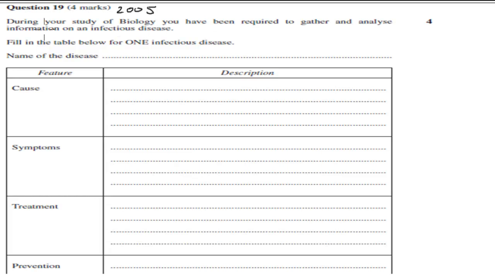The question itself says, during your study of biology, you have been required to gather and analyze information on infectious diseases. Fill in the table below for one infectious disease, and you need to have the name of the disease, cause, symptoms, treatment, prevention, and description, and that's for 4 marks. So when you're ready, press pause and attempt the question.